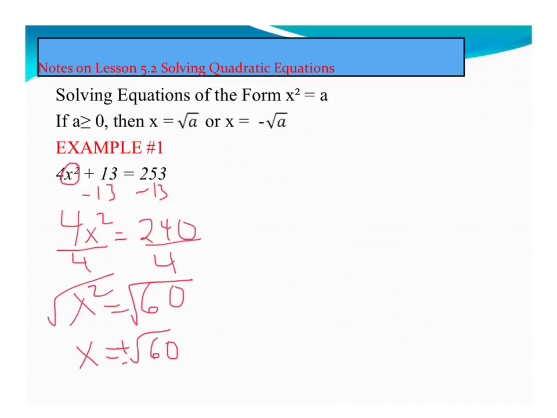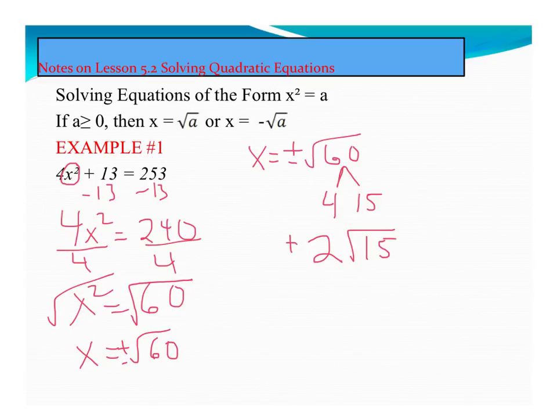Now this isn't going to work for my final answer. I do need to simplify the square root of 60. Right now I have x equals plus or minus the square root of 60. I like to look for perfect squares. 60 divided by 4 would give me 15. I know that I can't simplify 15 at all, but the square root of 4 is 2, and I would be left with the square root of 15 inside there. So my answer is going to be x equals plus or minus 2 root 15.